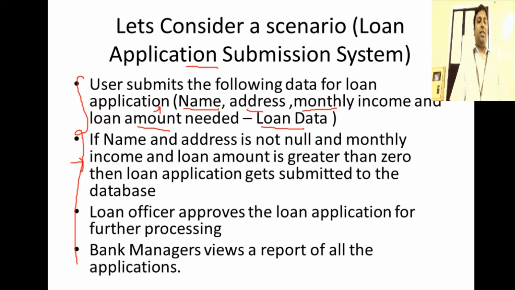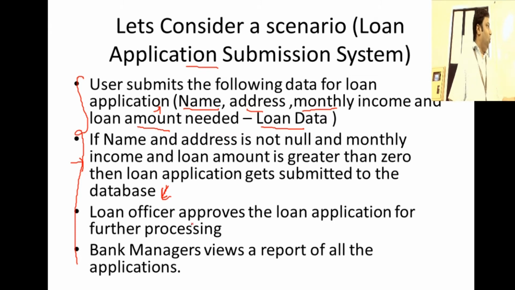The second step is there is a verification happening in the system. If name and address is not null and monthly income and loan amount is greater than 0, then the loan application gets submitted to the database. So there is an internal validation built into our system which does this. It automatically checks whether name and address is null, and it also checks monthly income and loan amount is greater than 0. And if this data is valid, then it will be submitted to the database.